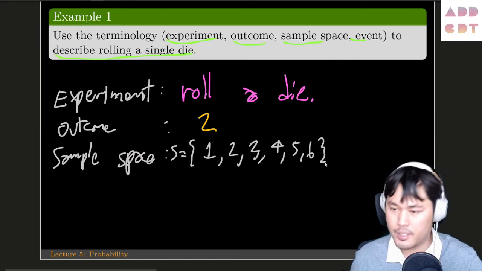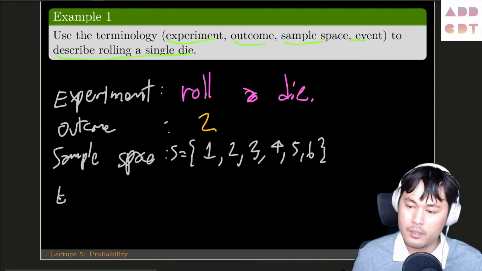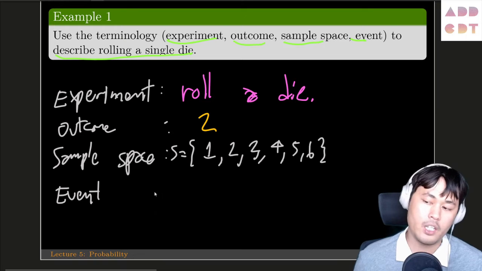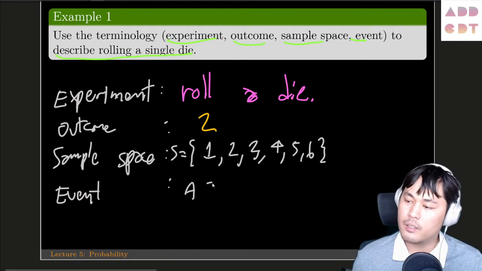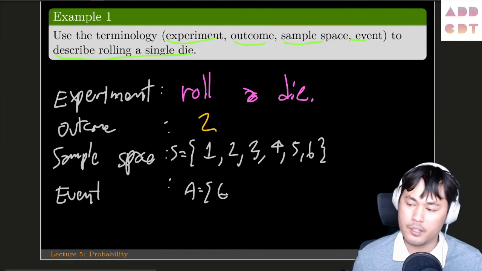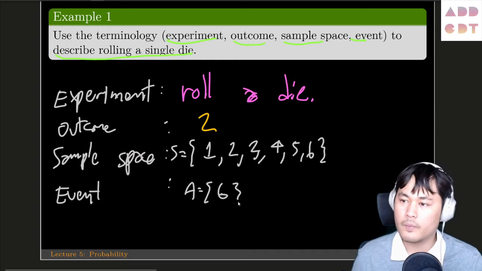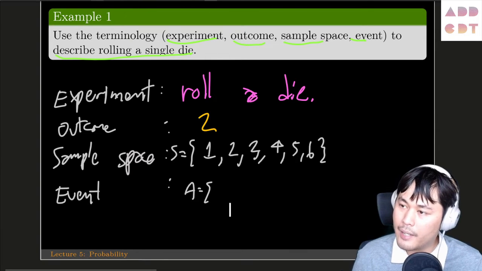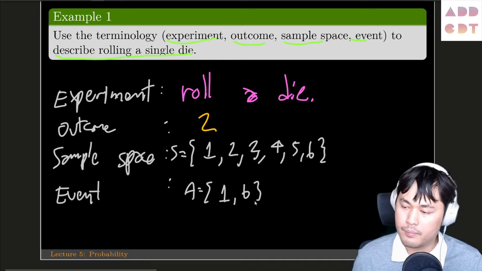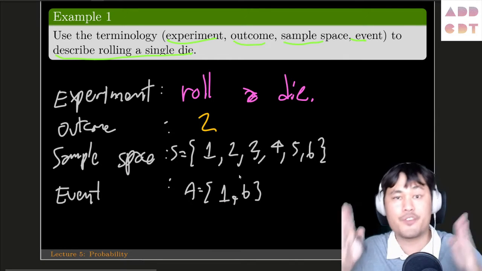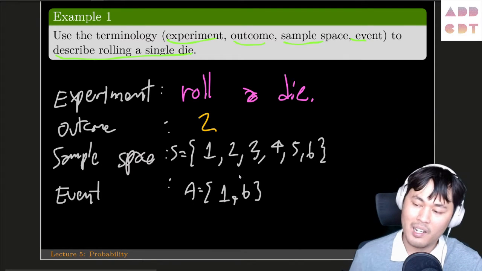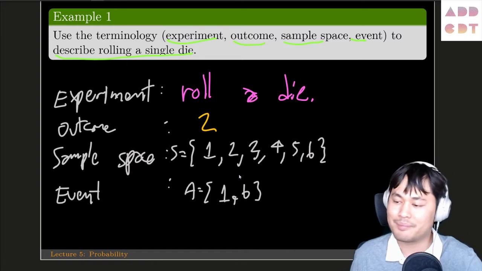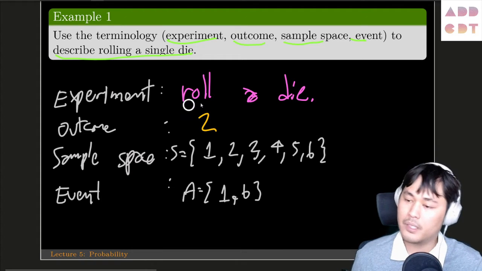1, 2, 3, 4, 5, and 6. And finally, what would be an example of an event? Let's just say you get a 6, for example, or you get either 1 or 6, because those are the two extreme ends when people think of the words lucky or unlucky. And so here, that's what it is.